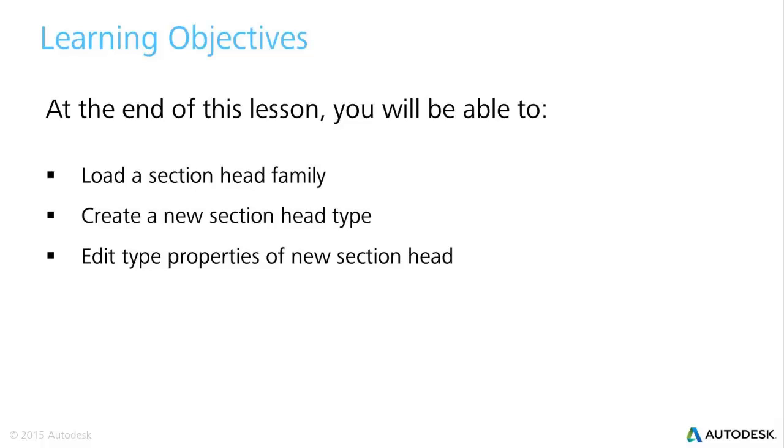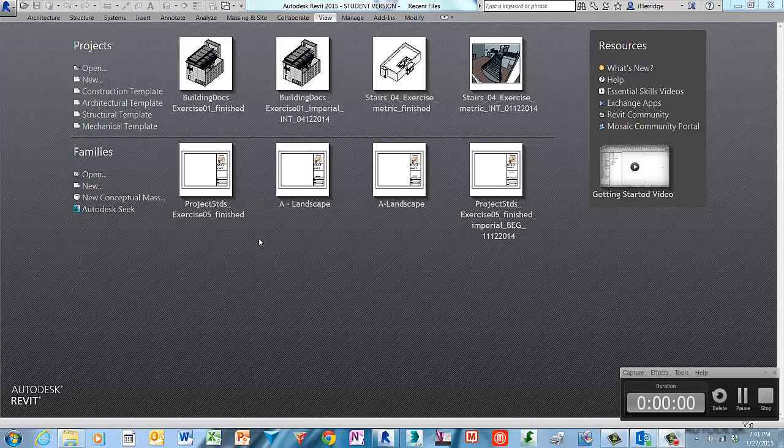Let's look at the learning objectives for video 2. At the end of this lesson, you will be able to load a section head family into a project, reference that section head into a new section head type, and then link that new section head type into the section marker style and edit the type properties accordingly. With that, let's get started.